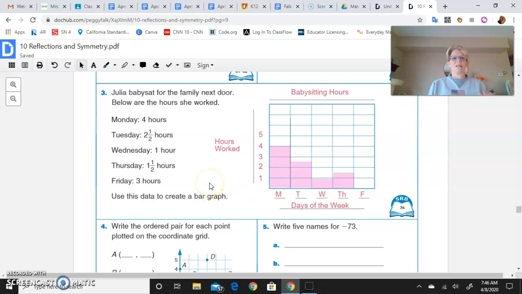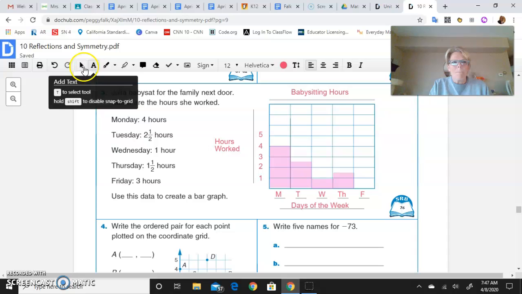So Julie babysat for the family next door. Here are her hours Monday through Friday. Create a bar graph. So I already did, here's the title, babysitting hours. You could put for Julia. Over here are the hours she worked, 1 through 5, because 1 was the lowest she worked and 4 was the highest, so I just went up to 5. Days of the week are on the bottom: Monday, Tuesday, Wednesday, Thursday, Friday. So I used my text boxes. That's this one, just so you know.